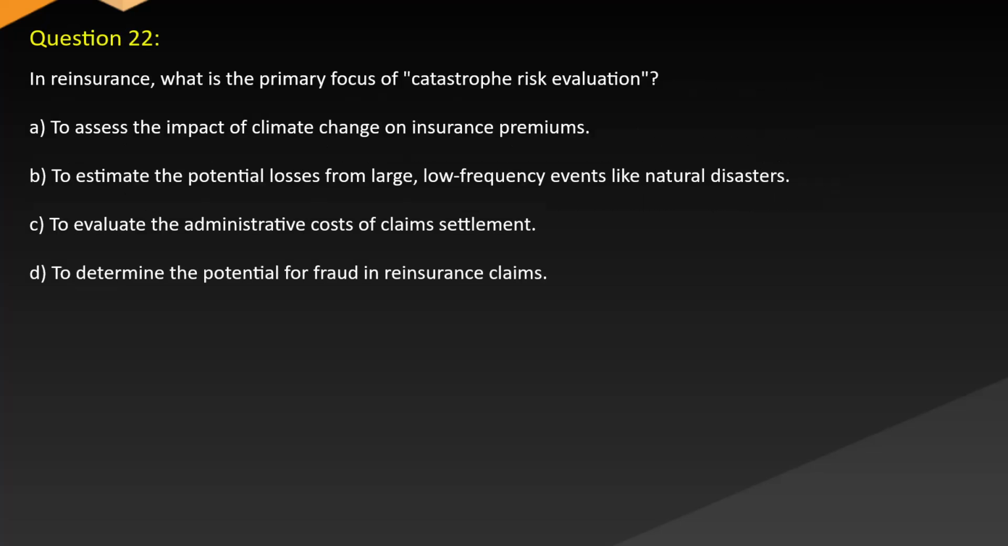regulations. Question 22. In reinsurance, what is the primary focus of catastrophe risk evaluation? A. To assess the impact of climate change on insurance premiums. B. To estimate the potential losses from large, low-frequency events like natural disasters. C. To evaluate the administrative costs of claims settlement. D. To determine the potential for fraud in reinsurance claims.